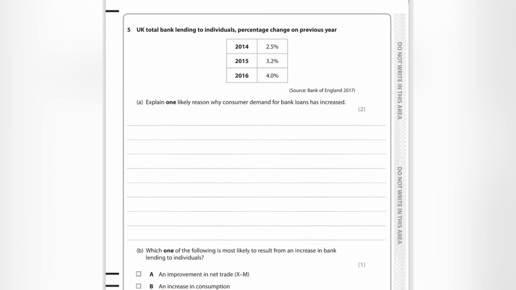All right, question 5, which I believe is the last question. UK total bank lending to individuals, percentage change on previous year. Explain one likely reason why consumer demand for bank loans has increased. There are a couple of things I could think of. Maybe the first one is a fall in interest rates, which makes it cheaper to borrow, or an increase in consumer confidence, which means households feel they're more likely to be able to pay back any amount that they borrow. So I'm going to go with the second point.